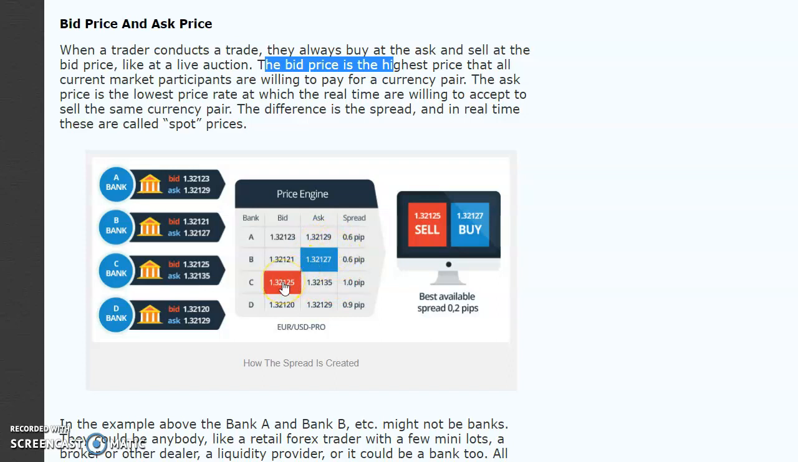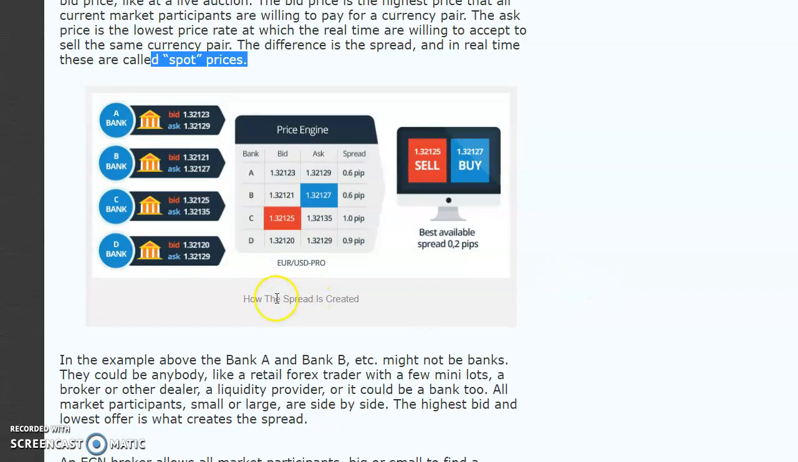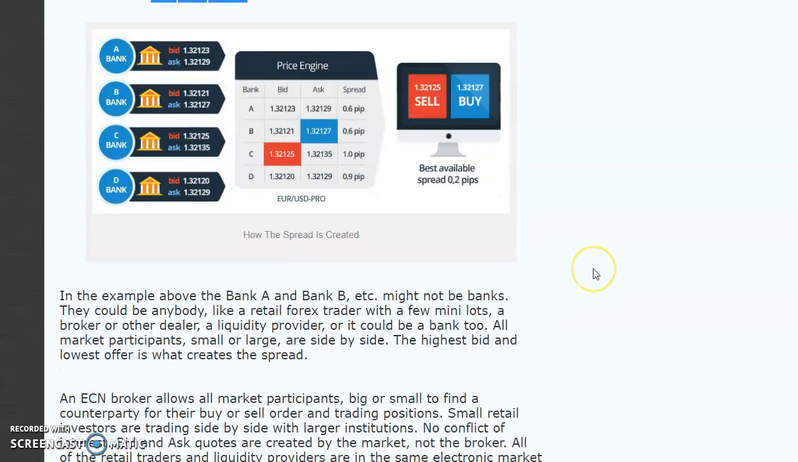So it's the highest bid, okay, of all the market participants. And then the ask would be the lowest price that all of the market participants are willing to accept. This is why it's called the spot price, and it changes. It changes from second to second. Okay, so there's your bid and ask spread. That's how the spread is expressed, in this case for the Euro USD.